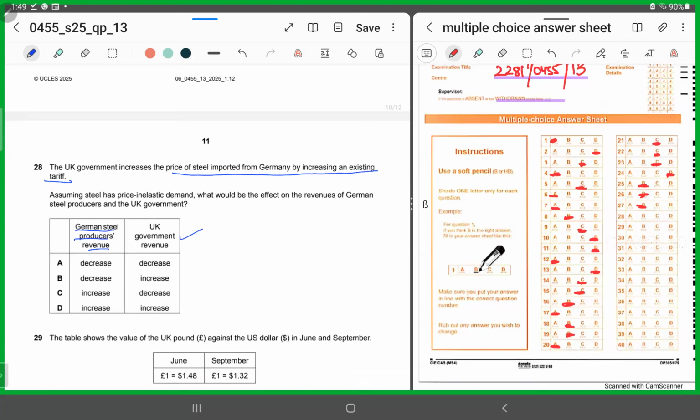So you'll chop A, you'll chop C because they are both talking about decrease. So we are left with B and D. What about the impact on German steel producers' revenue? Now we know the demand, it says steel has price inelastic demand. Although it's inelastic, yet there would be a little fall in the demand because after the tariff, there would be a little fall in the quantity demanded by the UK consumers. So for 28, it has to be B.